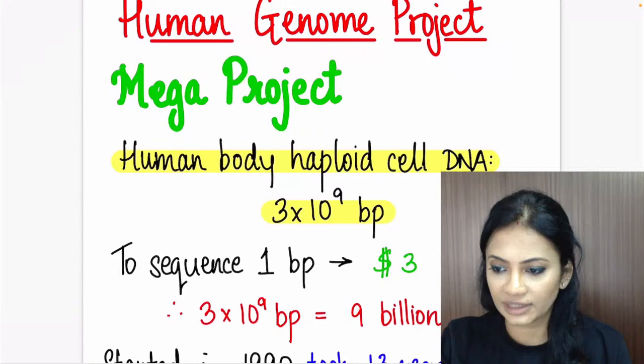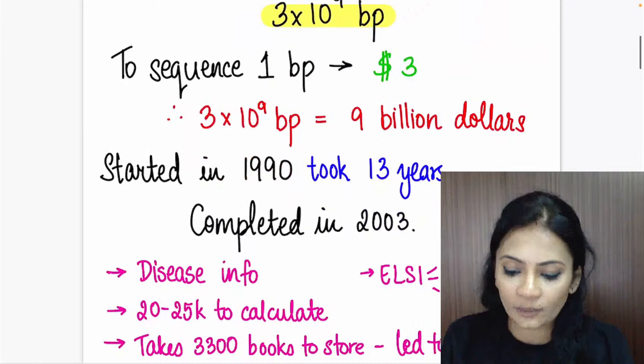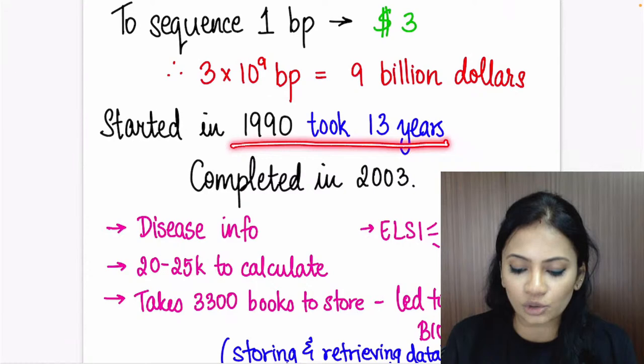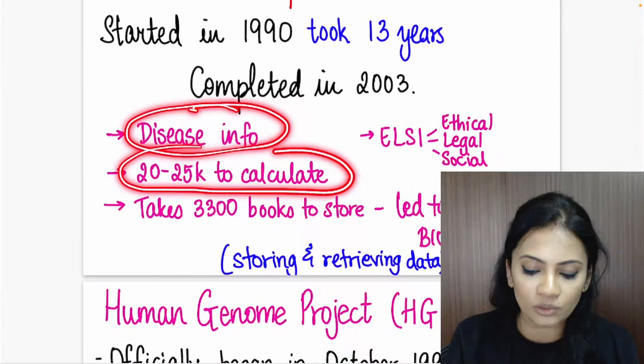So, it was a mega project. Haploid is 3 into 10 raised to 9 base pairs in our cell. To sequence one base pair, it cost $3. So to sequence a haploid cell, it cost $9 billion. The project started in 1990, took 19 years, completed in 2003. What was the aim? To find out disease information, to calculate 20 to 25,000 genes. And it takes 3,300 books to store all of this.